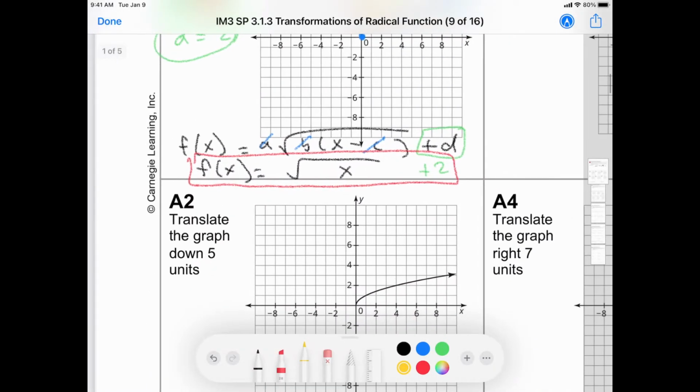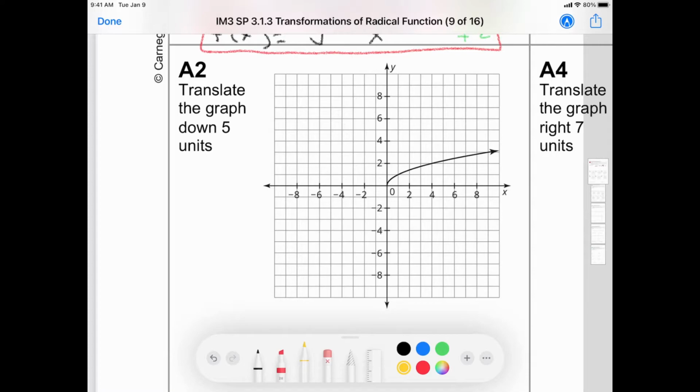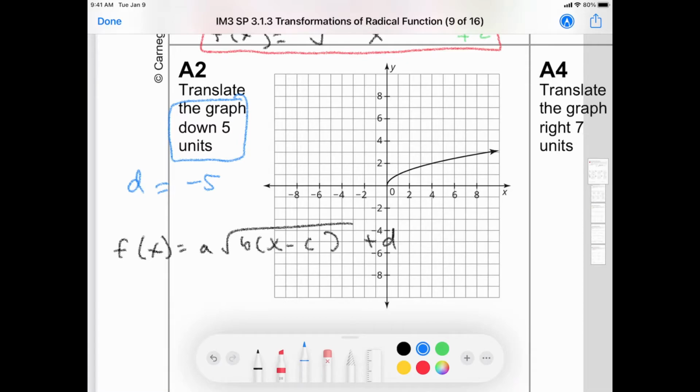All right, let's read the description for A2. Translate the graph down 5 units. Okay, so remember, I need to have the parent, a square root b, and going down is going to be d equals negative 5. We talked about the characteristics: d going down is negative 5. So this value is just going to be negative 5. And I don't need the c, b, or a because that's not in ours. So my equation is just going to be f of x equals the square root of x minus 5. And this is going to be our answer.